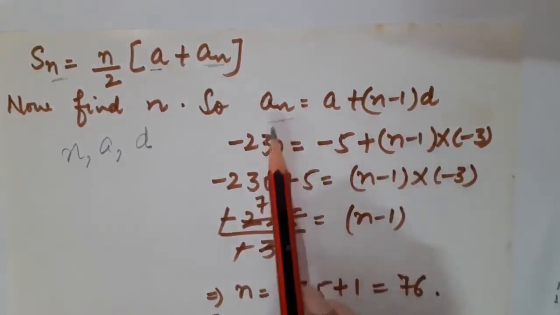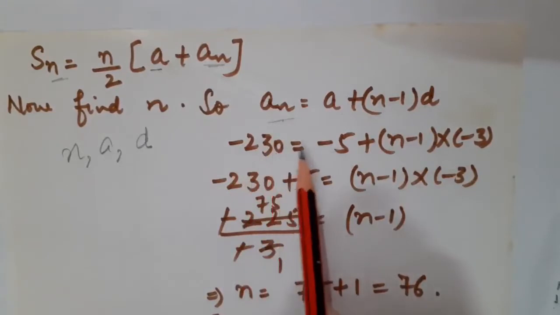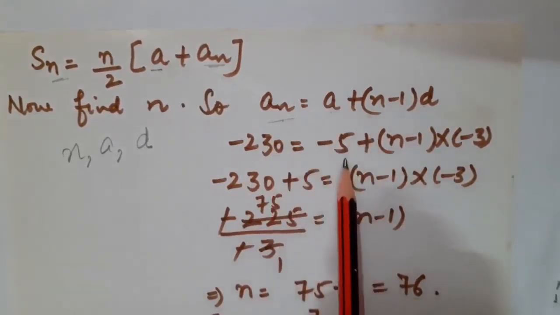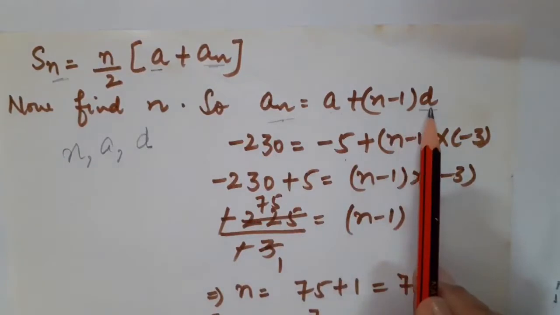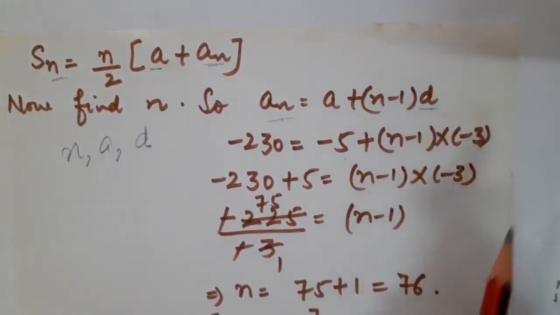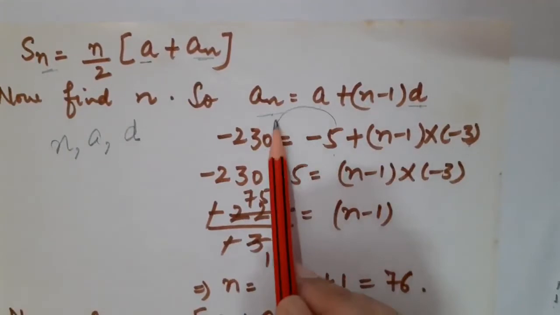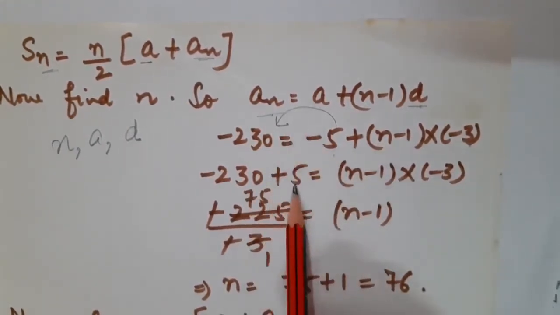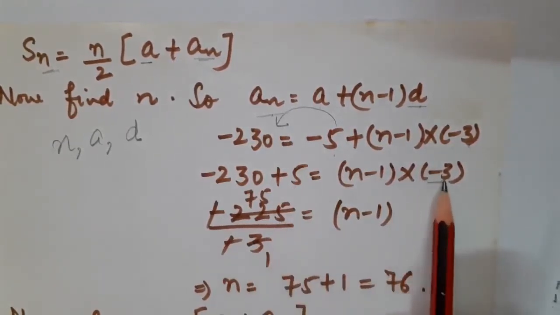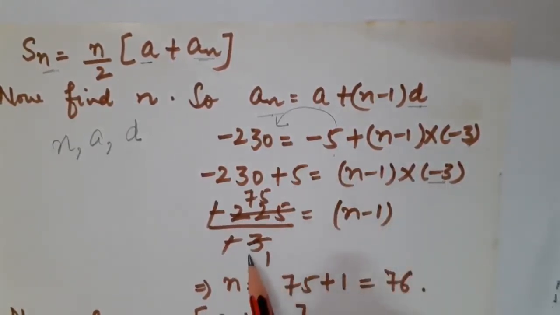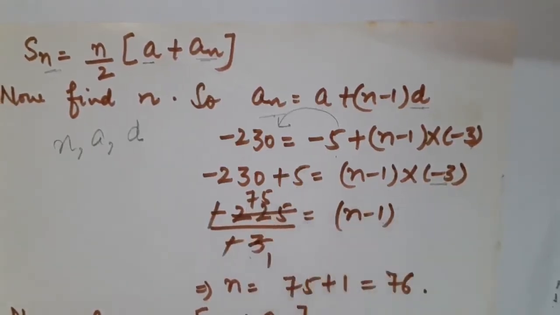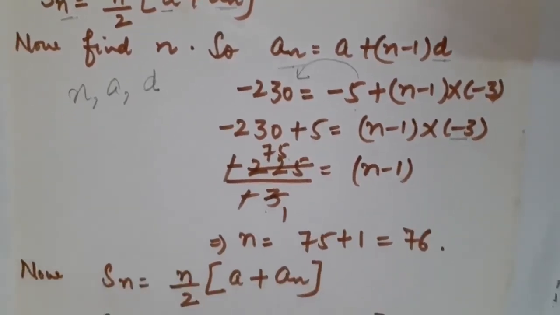The nth term is the last term which has been given, that is minus 230 is equal to, in place of a I have written minus 5 plus n minus 1, and the common difference is minus 3. Correct, student? Now I am going to bring this minus 5 to the left hand side. It would become plus 5. So I have got minus 225 after simplifying. This minus 3 is multiplying, so it will come to this side and be divided. Minus and minus will cancel. Cancelling 225 by 3, you will get 75. So n minus 1 is equal to 75. Then what would be n? Of course, it will be 76.